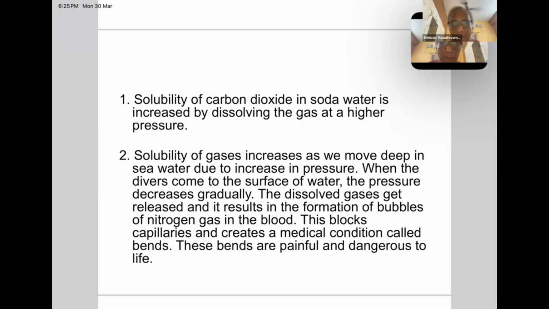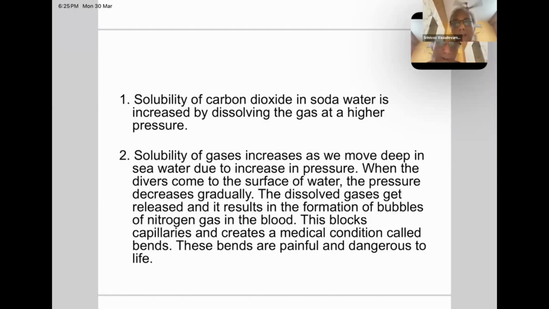So after completing the diving, when they come to the surface, the pressure will decrease. When the pressure decreases, solubility will decrease. So what will happen? The excess nitrogen will form bubbles. Bubbles of nitrogen gas will be formed in the blood here.